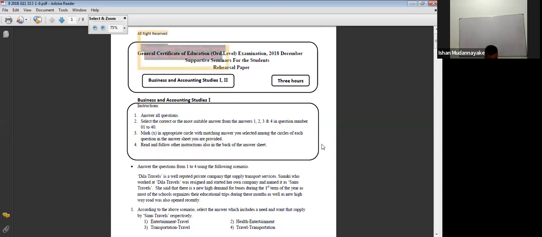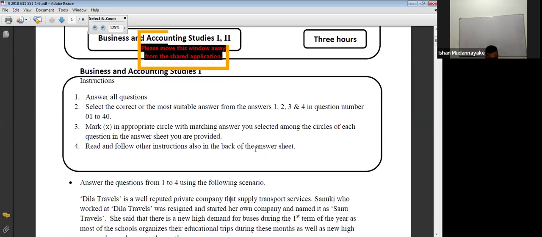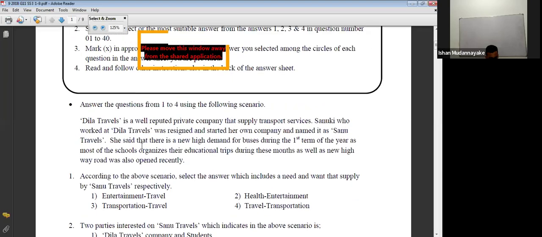2018 rehearsal paper. This paper is available in your papers book. If you don't have the papers book, you need to get the printout of this paper. We'll start. Look at the question. Dila Travels is a well-reputed private company that supplies transport services. Sanuki, who worked at Dila Travels, resigned and started her own company and named it Sanu Travels.